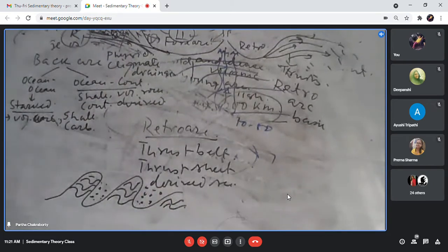Thrust sheet derived sediment that will be getting in the retro arc. Okay. Any question?